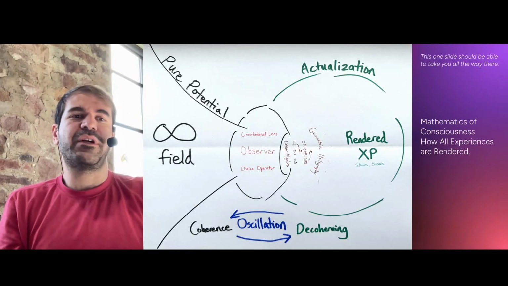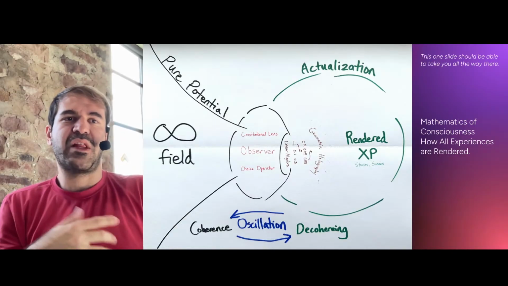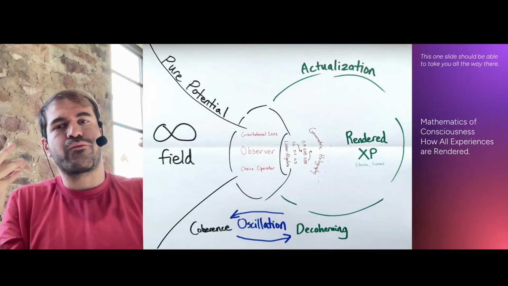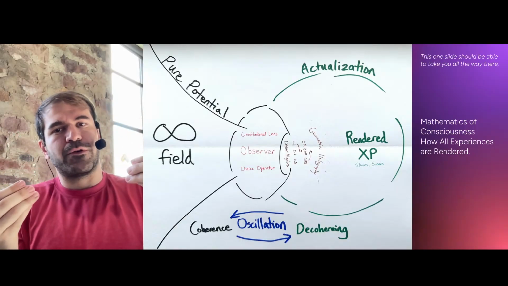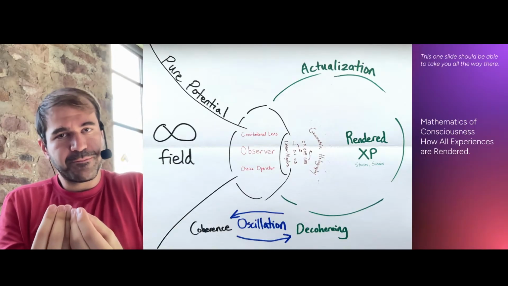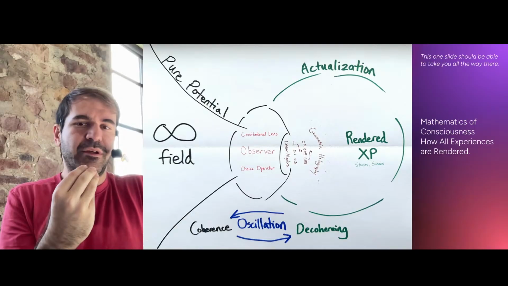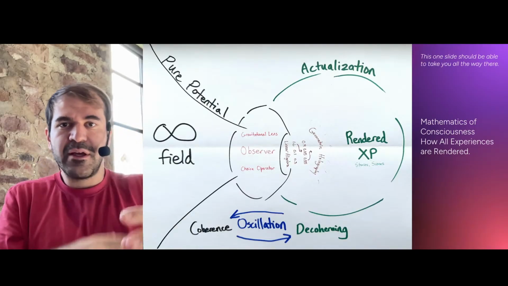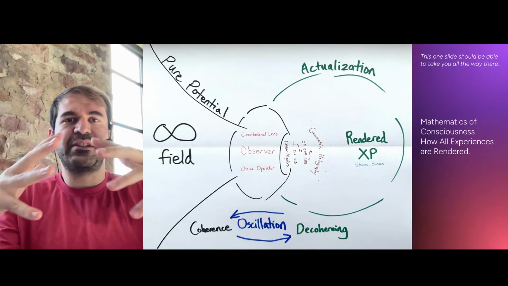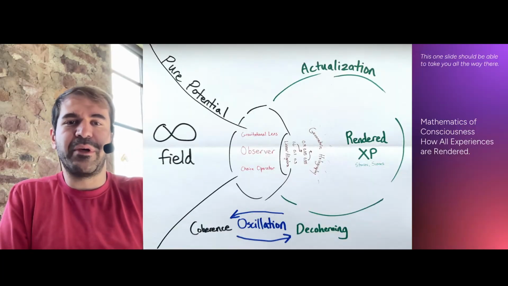So here's a good visual explaining the mathematics of consciousness and how all experiences are rendered. So this one slide should be able to take you all the way there. So you have this pure potential that is channeling through this vacuum observer double slit, and that gravitational lens, that choice operator itself, is decohering out of coherence, out of superposition, in an oscillatory way, the rendered experience that is being actualized of its stories, its scenes, its hologram, and it's doing so through linear algebra and through geometric holography.